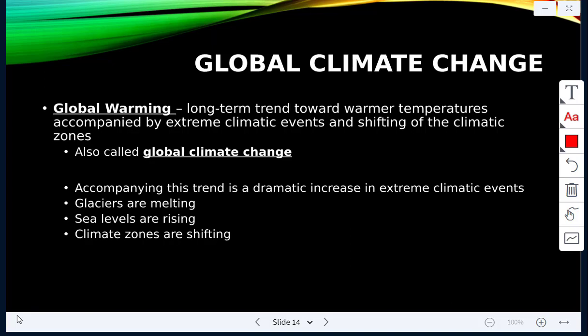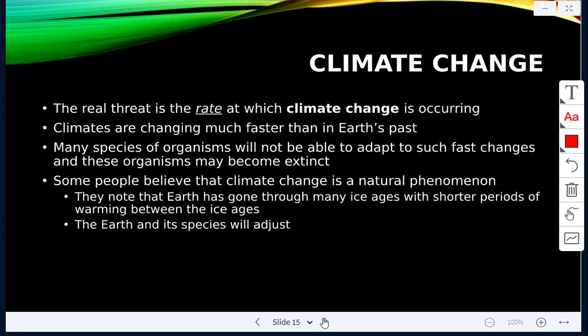So we're seeing a dramatic increase in extreme climatic events, glaciers are melting, sea levels are rising, and climate zones are shifting. And the real threat is actually the rate at which climate change is occurring. Climates are changing much faster than they did in Earth's past, and many species of organisms won't be able to adapt to this fast change in the climates. And eventually these organisms are going to become extinct because they can't adapt as fast as it's occurring.